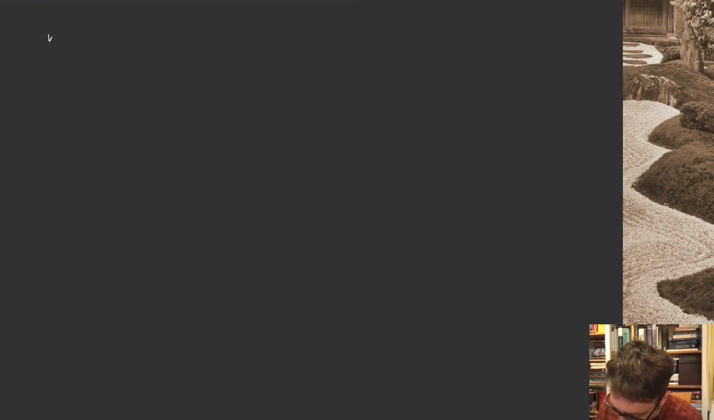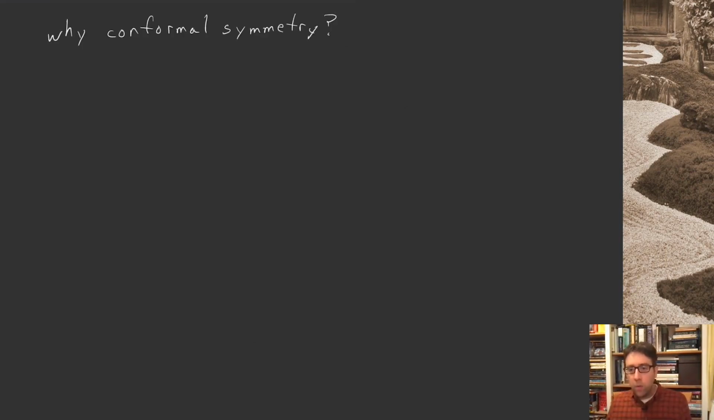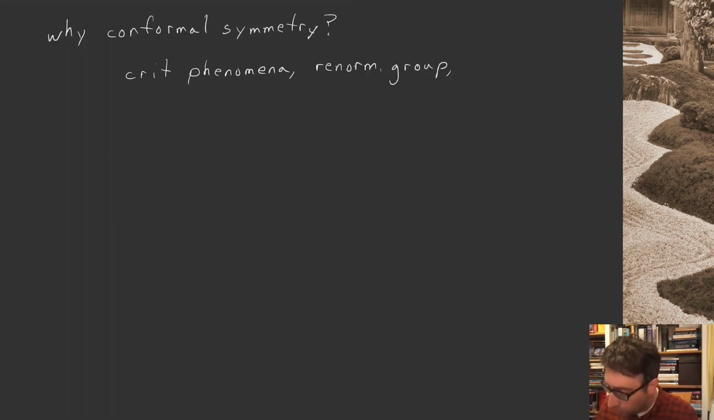So why conformal symmetry? Last time I gave you three reasons to care about it. One was critical phenomena, or the theory of phase transitions. One was the renormalization group, and one was string theory. Now let's go through those one by one and try to put a little bit more meat onto each of those ideas, how conformal symmetry plays an important role for each of these three groups of ideas.